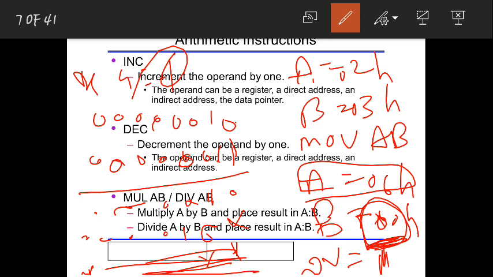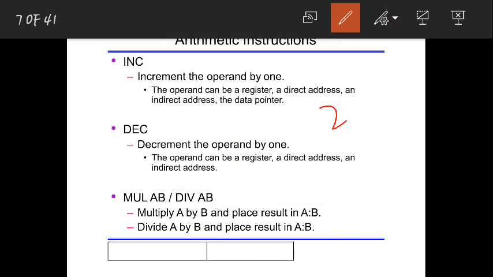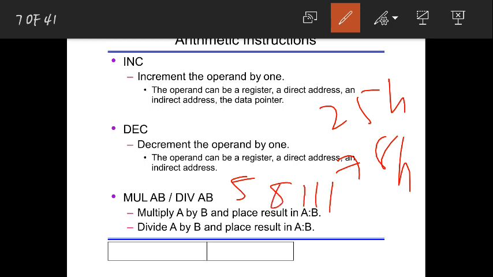So whenever the result is more than 8 bits, this overflow bit will be equal to 1. Okay, so in this way multiplication works. Always remember, whenever I am multiplying two bigger numbers, for example, you take A equal to 25 and B equal to 78. If you multiply them, the answer you get in hexa, try to solve it by yourself, is 5811h. This is the value you get in hexa.